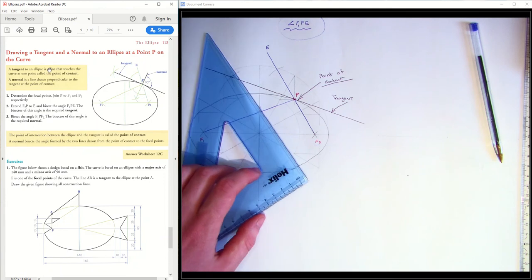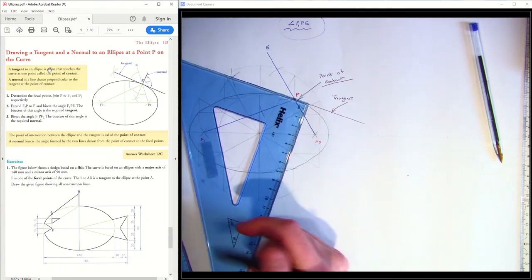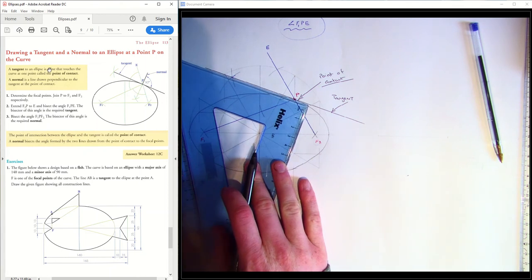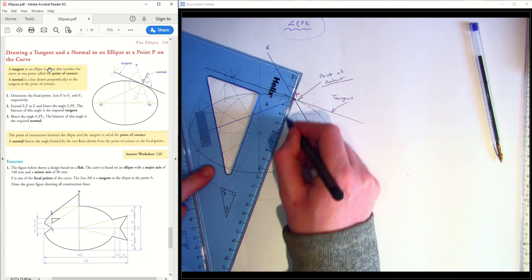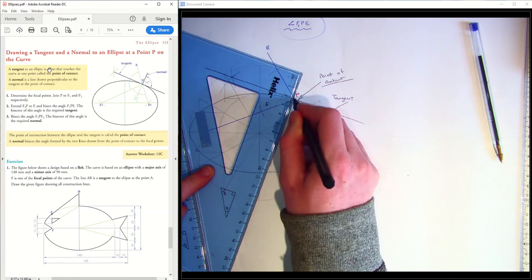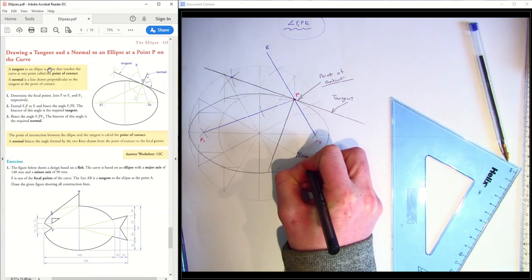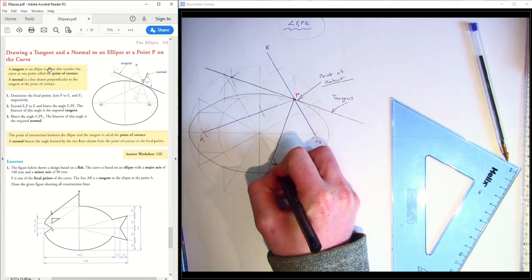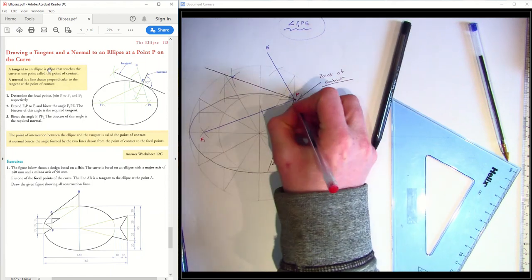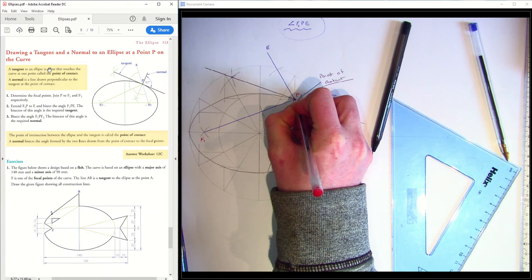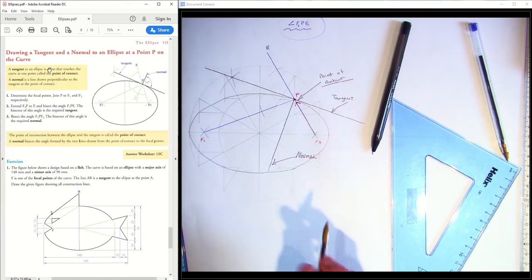So if I get my sliding set squares and line them up, bring this line from the point of contact. Now this line I'm after drawing in here is going to be known as my normal. It's at 90 degrees, or it's perpendicular to my tangent from the point of contact.